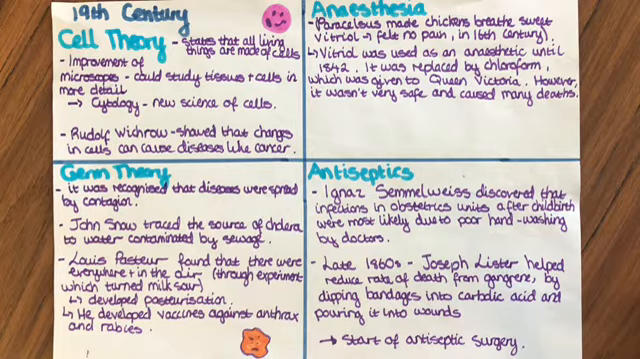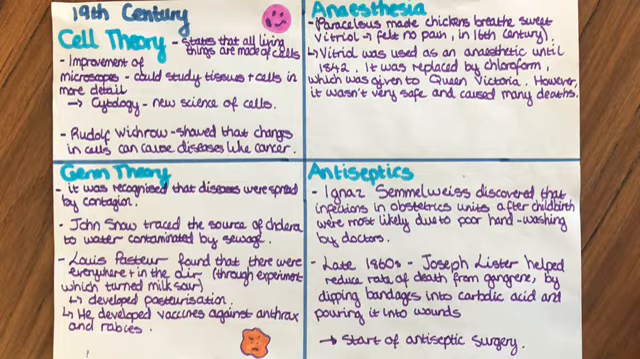Rudolf Virchow showed that changes in cells can cause diseases like cancer. Another development was in anaesthesia. Paracelsus made chickens breathe sweet vitriol and they felt no pain, so vitriol was then used as an anaesthetic until 1842, where it was decided that it was too dangerous, so it was replaced by chloroform, which was given to Queen Victoria. However, it wasn't very safe and it caused many deaths.